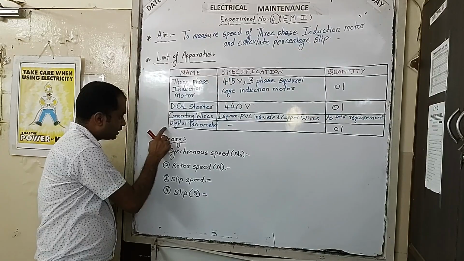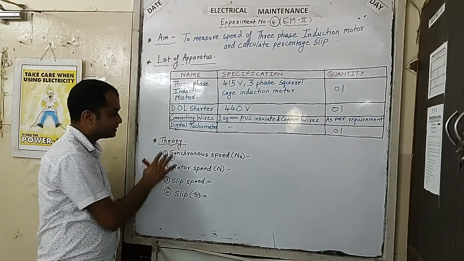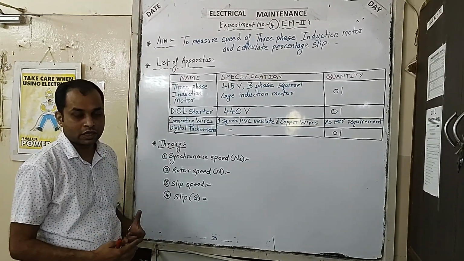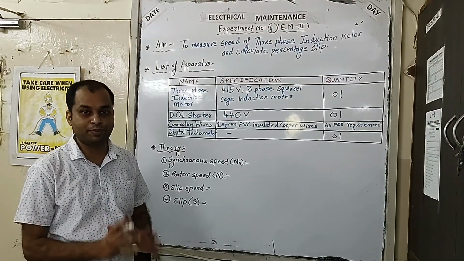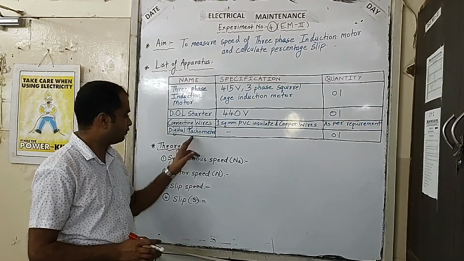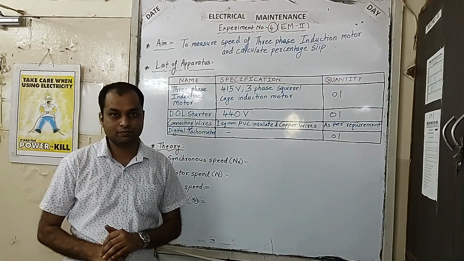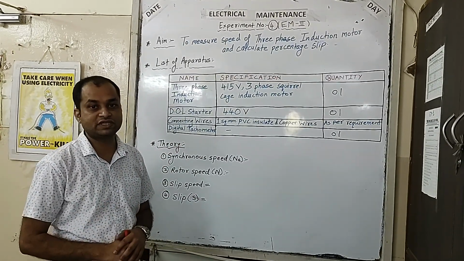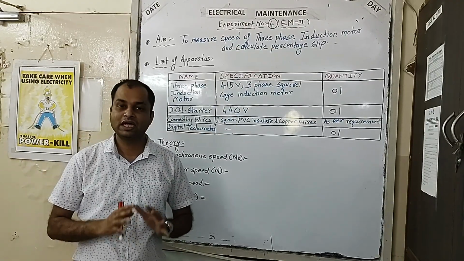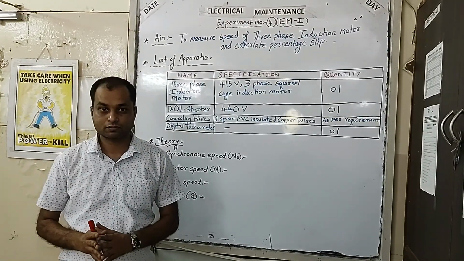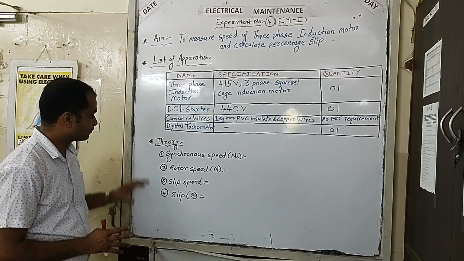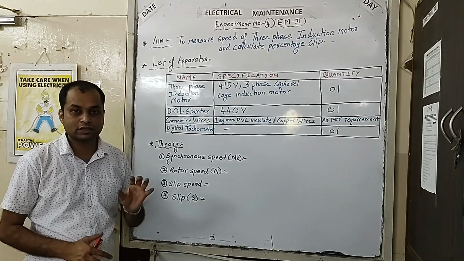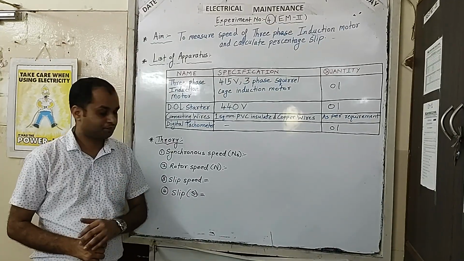We will use one tachometer, that is a digital tachometer. This tachometer is a meter that is used for the measurement of speed. So we will require one digital tachometer to measure the speed of the three-phase induction motor in terms of revolutions per minute. Before going through the circuit diagram, let us understand some theoretical points regarding calculation of slip.